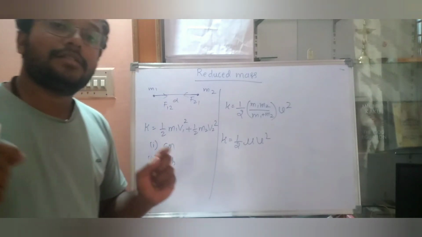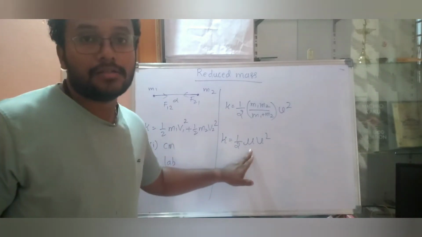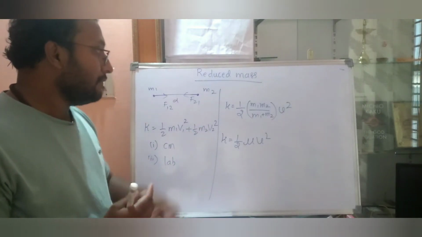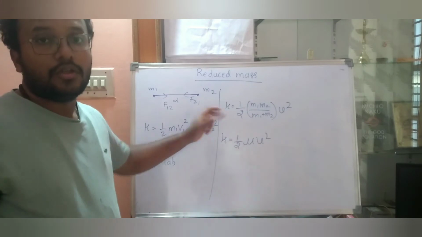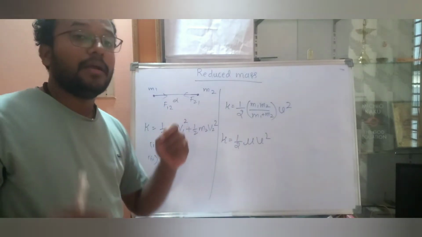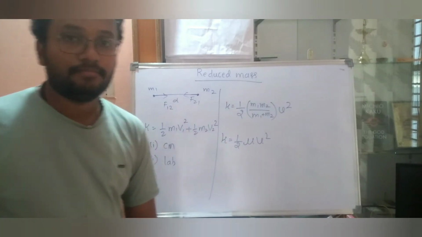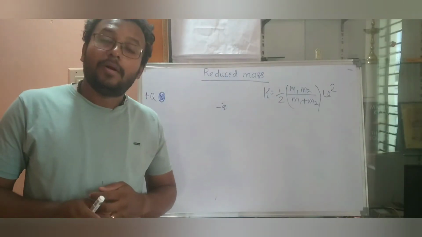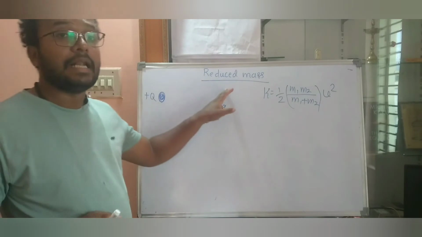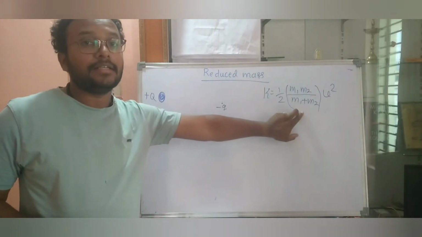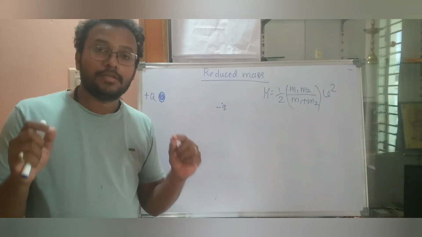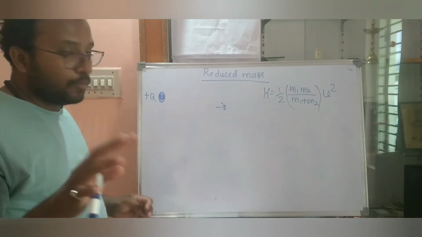Okay, so let us understand this reduced mass. The concept of reduced mass is very helpful in calculating the total kinetic energy of a system of two particles. To understand it, I'll go with an example.